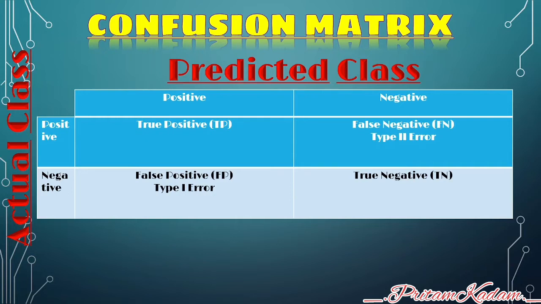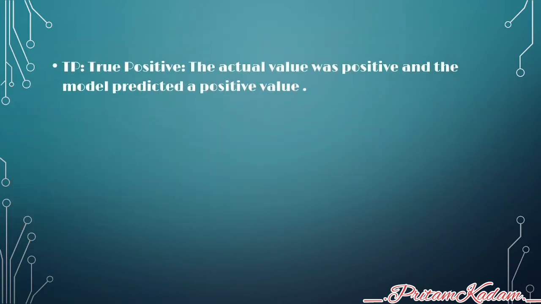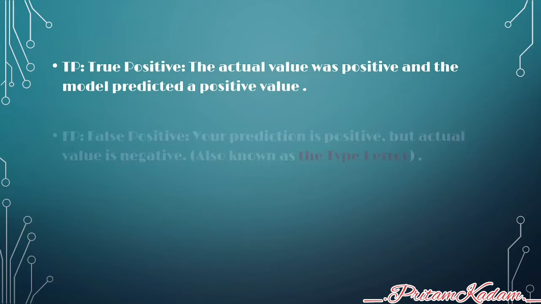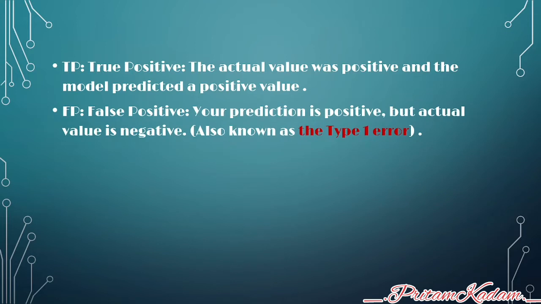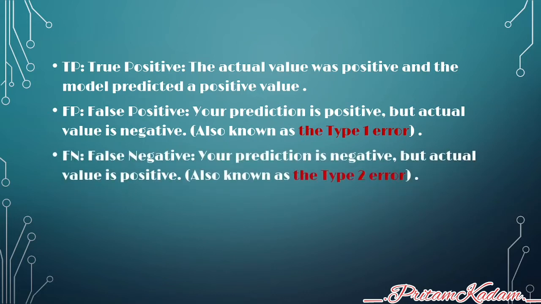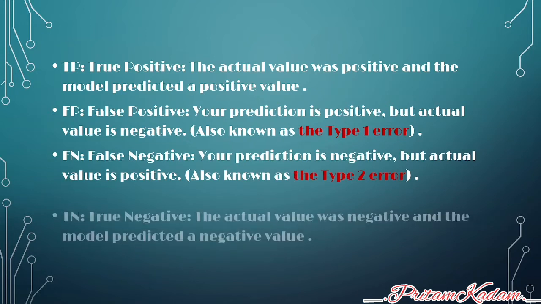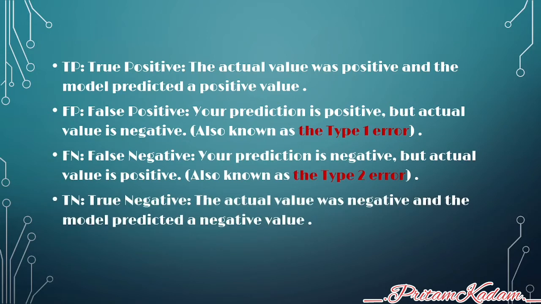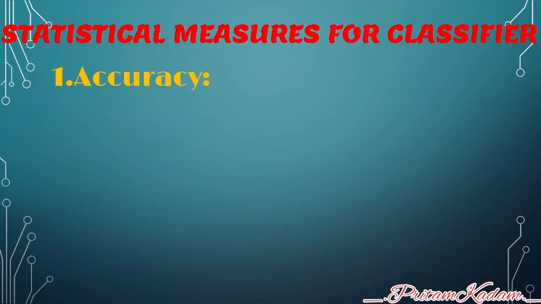Okay, so let me just explain those terms again. So TP, that is true positive, the actual value was positive and the model predicted a positive value. FP, false positive, your prediction is positive but actual value is negative, also known as type 1 error. Okay, then FN, that is false negative, your prediction is negative but actual value is positive, also known as type 2 error. And TN, true negative, the actual value is negative and the model predicted a negative value. Okay, so let us proceed here.